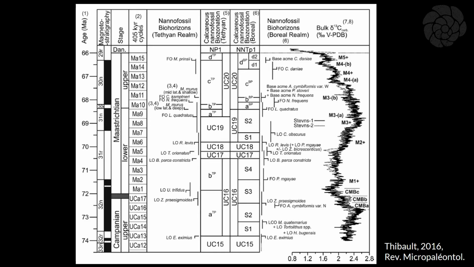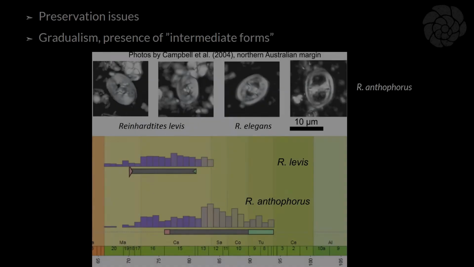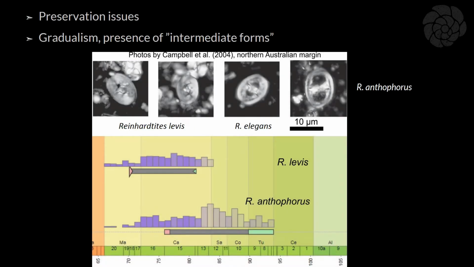Other examples that are again similar to what Claudia mentioned for the Cenozoic is the problem of taxonomy. But in the case of the late Cretaceous, taxonomic issues often combine with preservation issues. The best example that we can give is that of Reinhardtites, which has two clear distinct species, Reinhardtites anthophorus, so this is this guy here, and Reinhardtites levis, which can be either small or large forms.